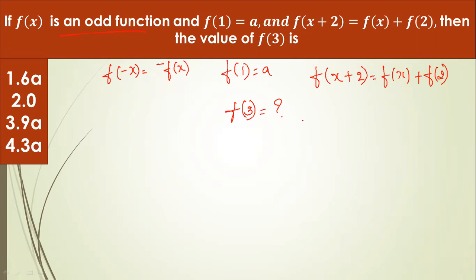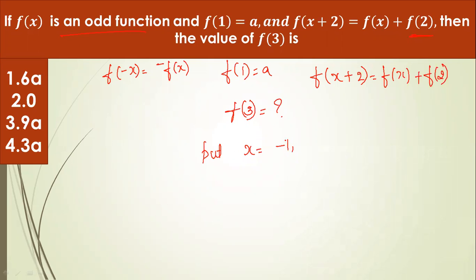How to find this? So for that, what I'll do is put x is equal to minus 1. Why are we doing this? Because I don't know the value of f of 2. In case I know the value of f of 2, then I could have directly written 1 plus 2 is equal to 3. But I don't know what f of 2 is. So for that, first I have to find what f of 2 is.